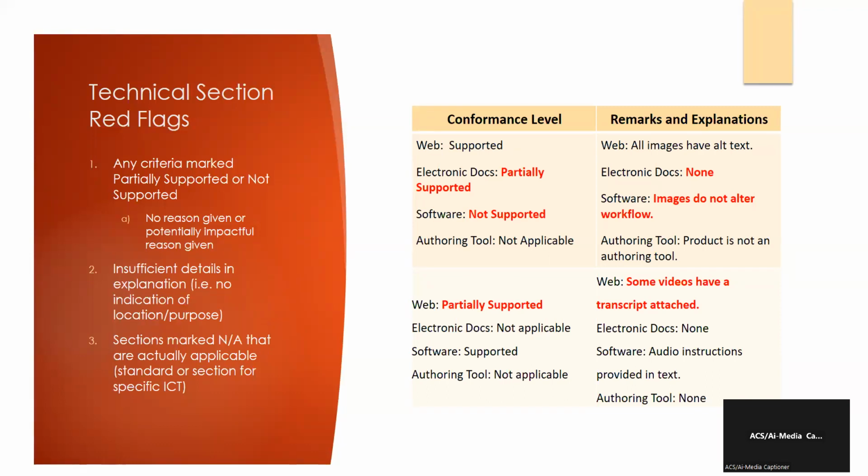So in the case of 1.2.1, where we say web is partially supported for video only content, and says some videos have a transcript attached. Well, we need to understand the purpose of those videos. Is it something where, again, older videos don't have it because the process of that time was not including this thing, but later videos are, in which case we can say, well, maybe that's not such a big issue because those older videos might be removed.